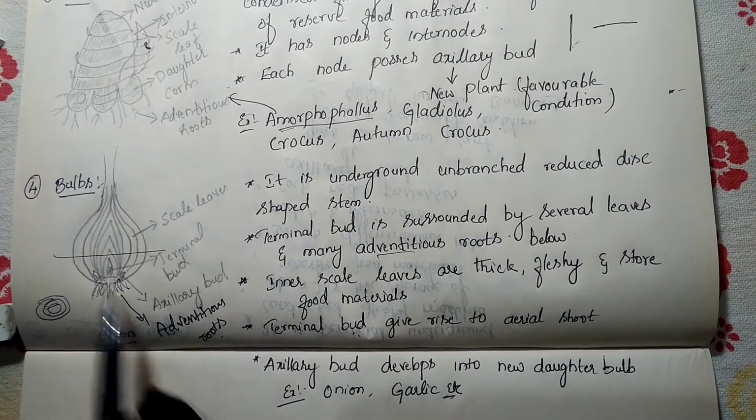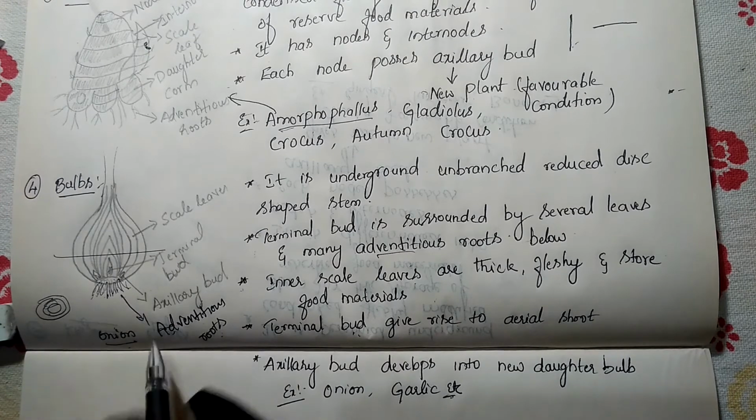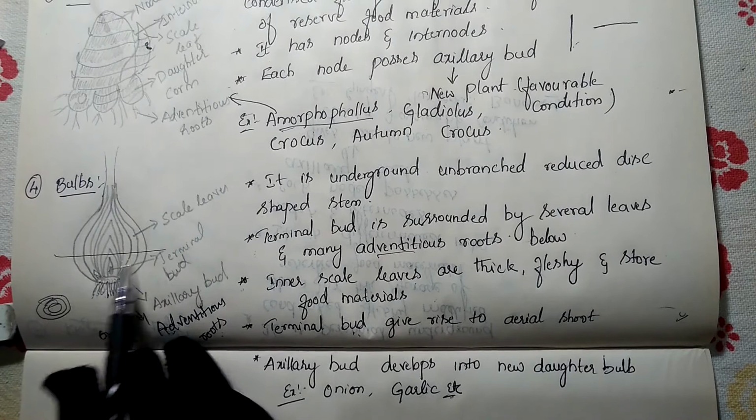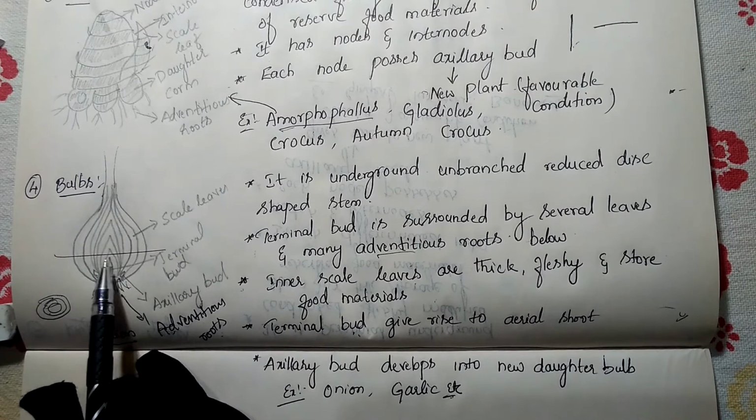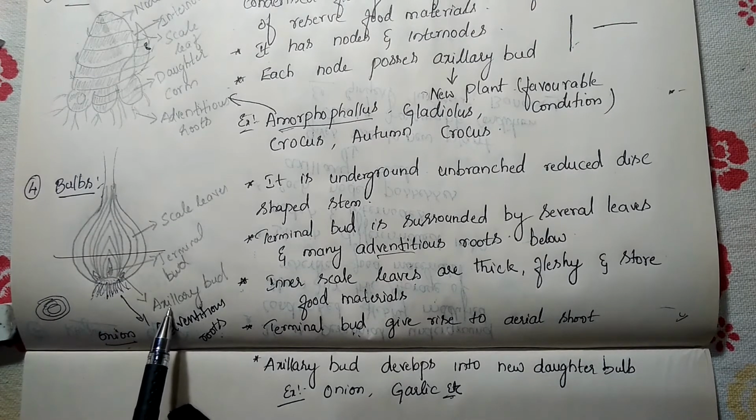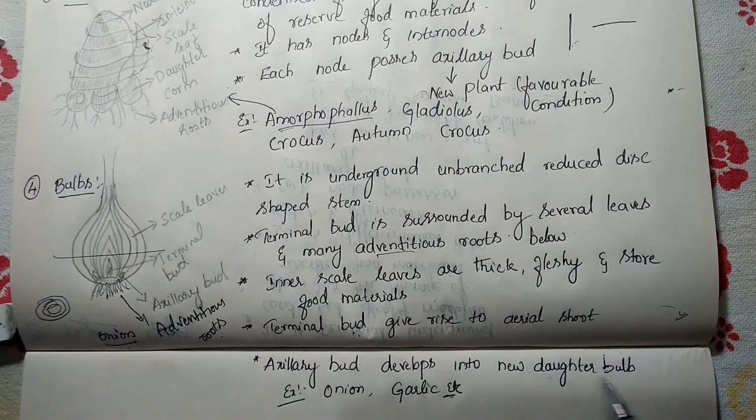Next, the onion contains thick, fleshy, food-storing inner scaly leaves, which store the food material, whereas we will find the axillary bud. What is the function of this axillary bud? It develops into a new individual, giving rise to a new daughter bud.